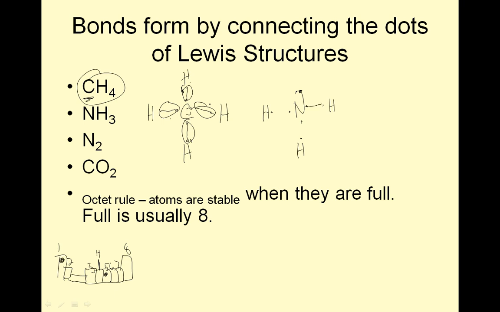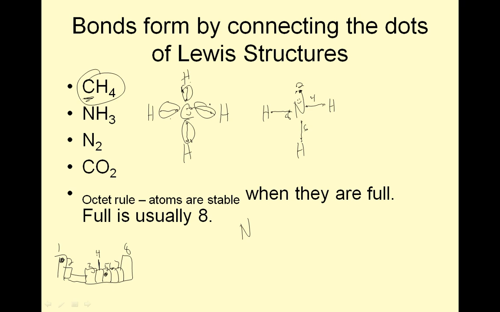Then I connect the dots. There you go. Okay. And nitrogen has 2, 4, 6, 8. So nitrogen's happy. And each hydrogen has 2.